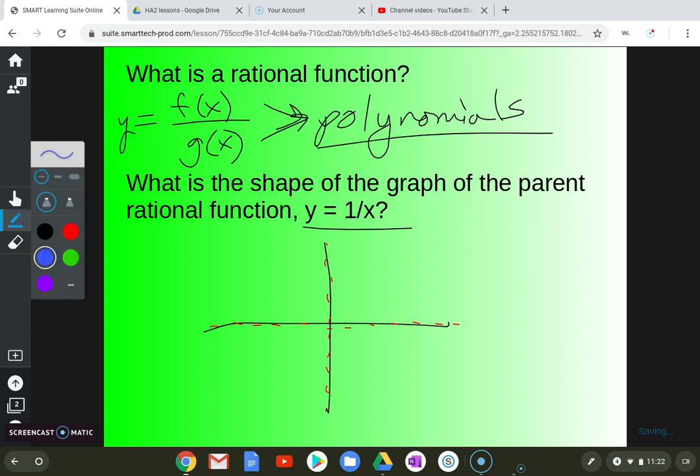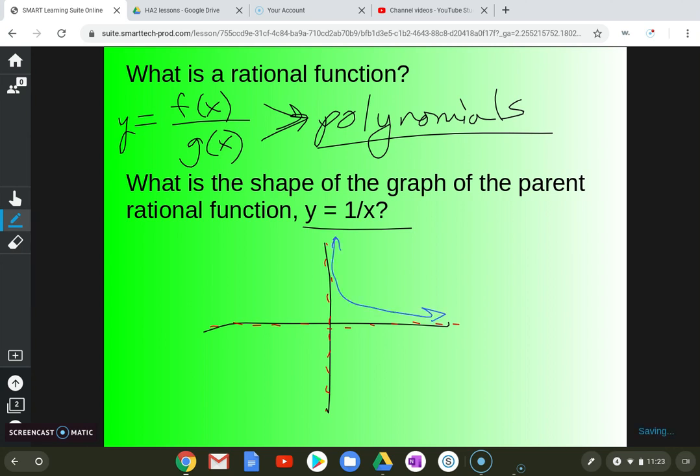And if we sketch the graph, what ends up happening is our graph gets really close to these asymptotes and curves along like this. And then in this direction, curves like this. The name of this shape is called a hyperbola. These two opposite facing curves end up generating a shape called a hyperbola.